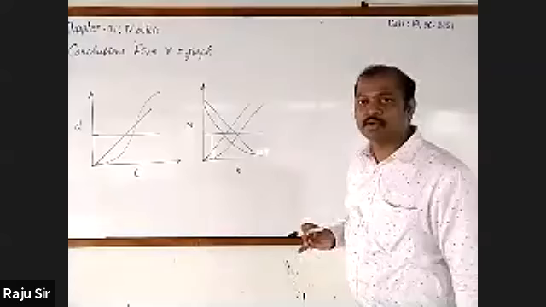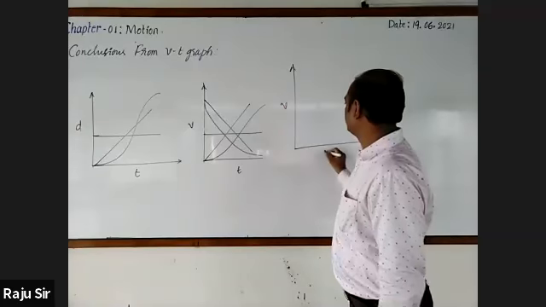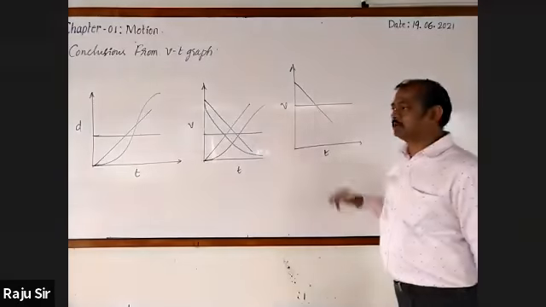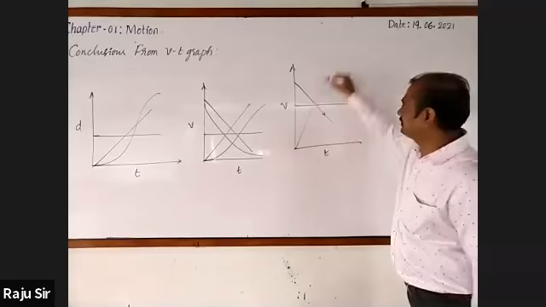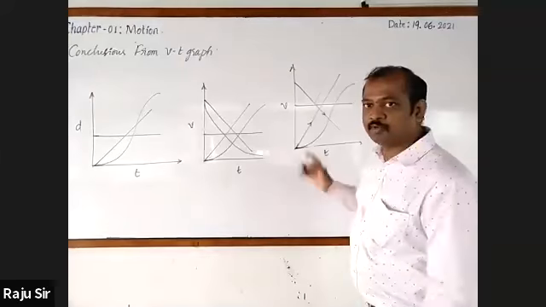Yes, you should tell. This is a VT graph. Constant speed or constant velocity. Okay. This is uniform deceleration. Non-uniform acceleration. Uniform acceleration. Non-uniform acceleration.